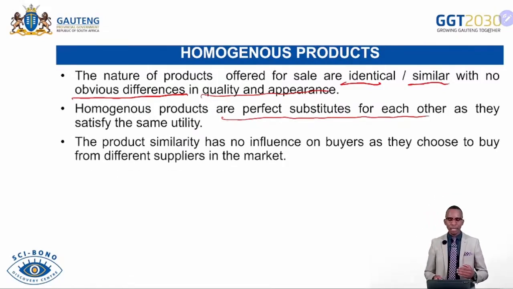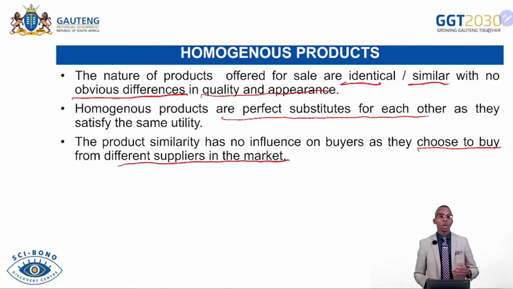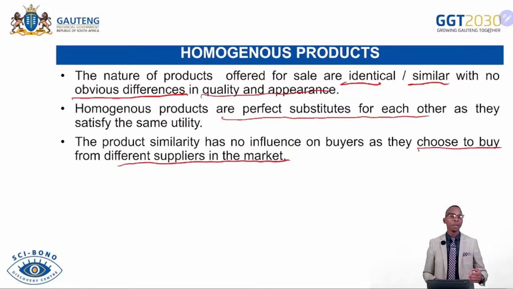The product similarity has no influence on buyers as they choose to buy from different suppliers in the market. Since these goods are the same, consumers can buy from any supplier available within the market because these goods are simply the same.